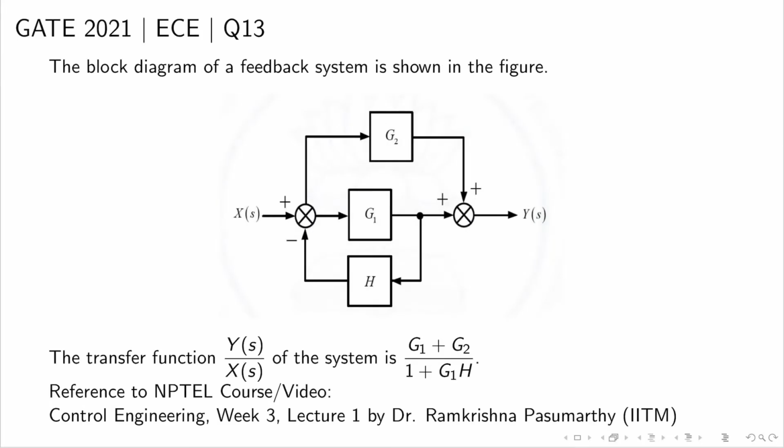In this problem, the block diagram of a feedback system was given and it was asked to find the transfer function of the system. We have used signal flow graph to solve this problem.